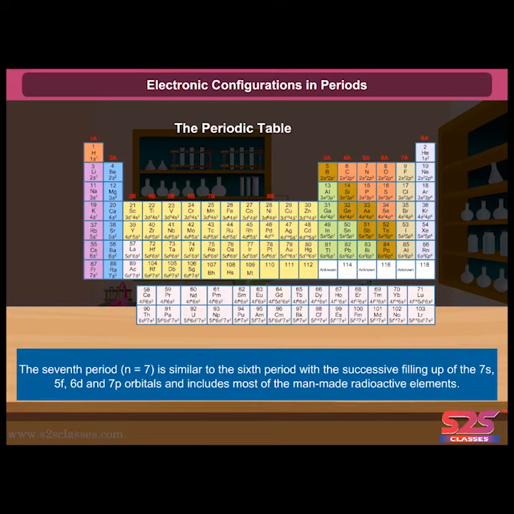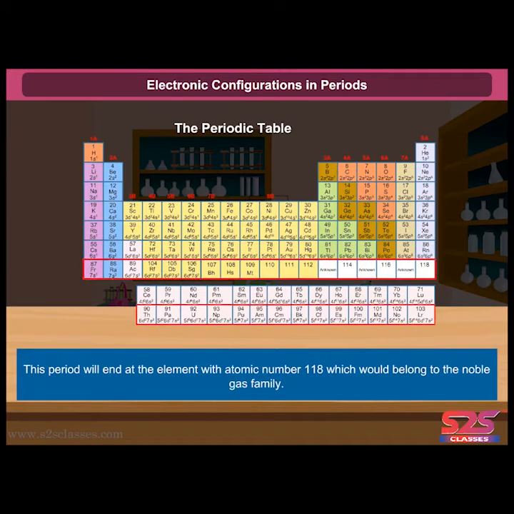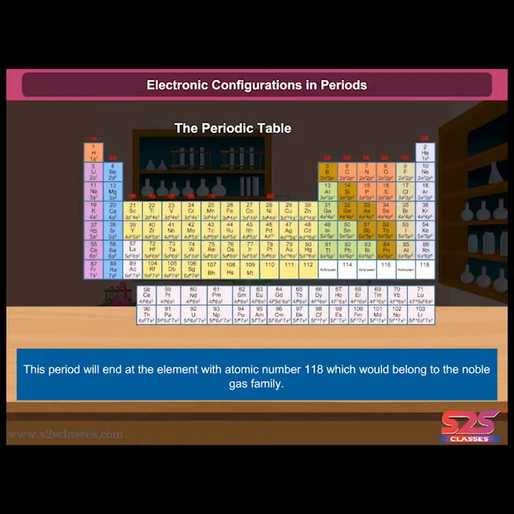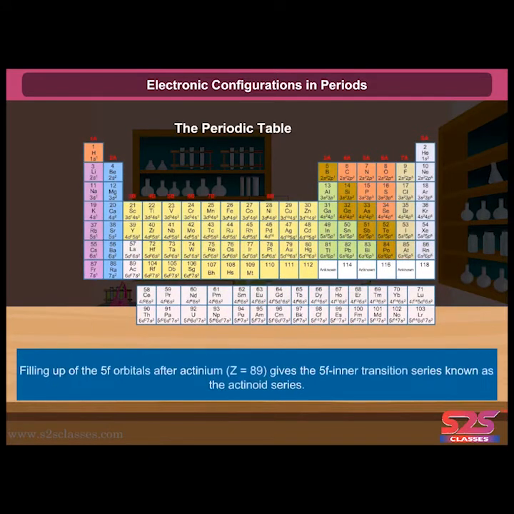The seventh period, n equal to 7, is similar to the sixth period with the successive filling up of the 7s, 5f, 6d and 7p orbitals and includes most of the man-made radioactive elements. This period will end at the element with atomic number 118, which would belong to the noble gas family. Filling up of the 5f orbitals after actinium gives the 5f inner transition series known as the actinoid series.